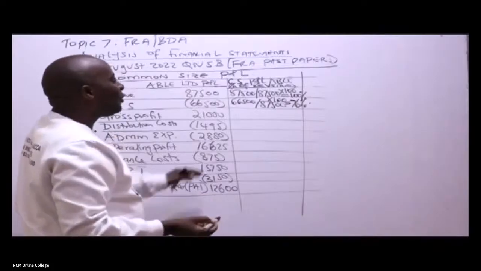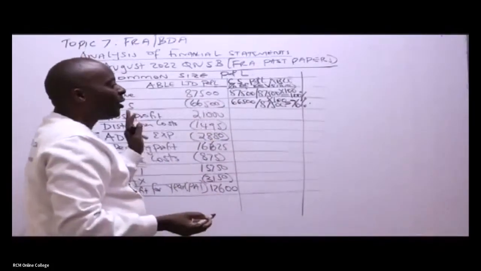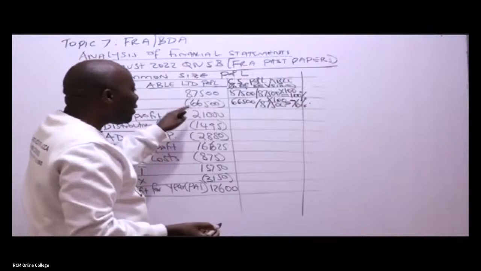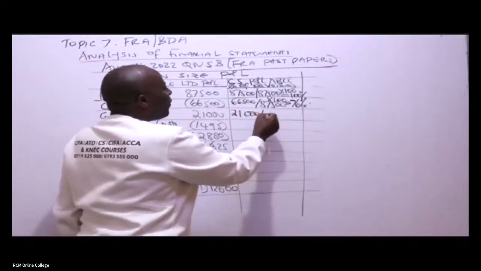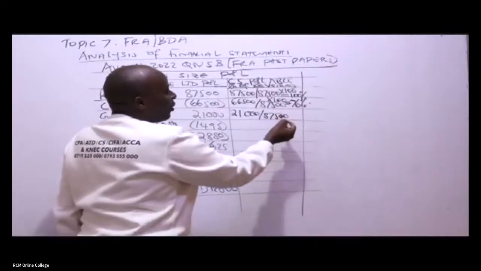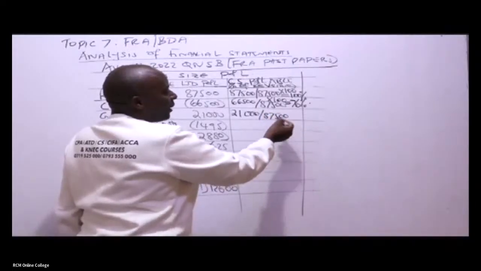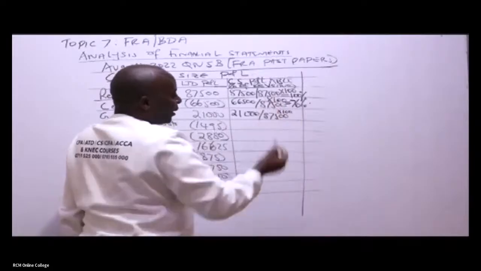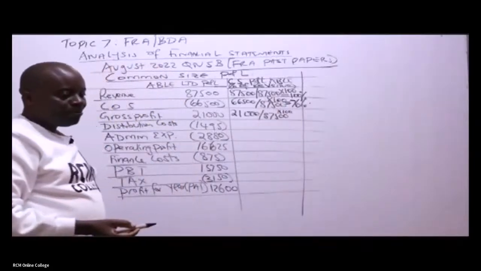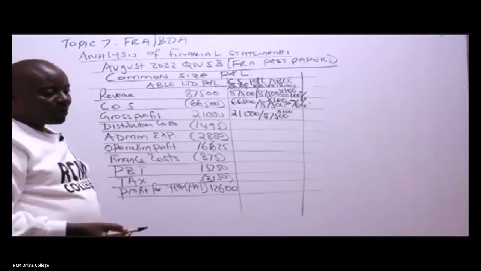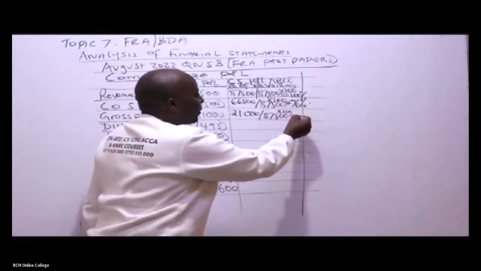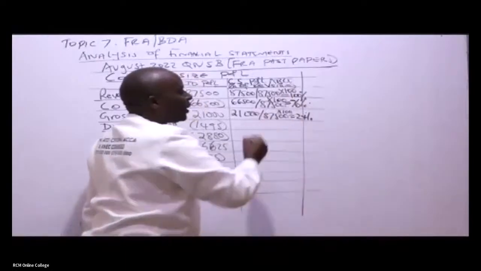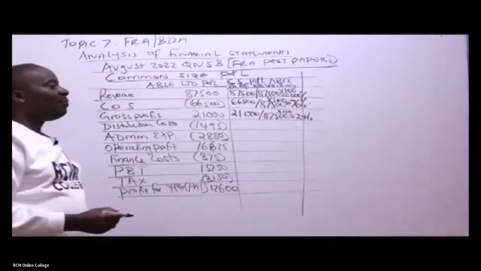So remember, don't even capture it as a negative. You come to each item. Each item, it will be 21,000 divided by 87,500, times 100. Tell me in this case here, what do we have there? You can as well take this minus this. So this gives us 24%.